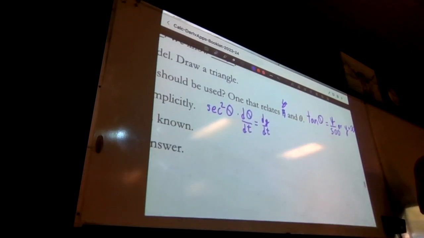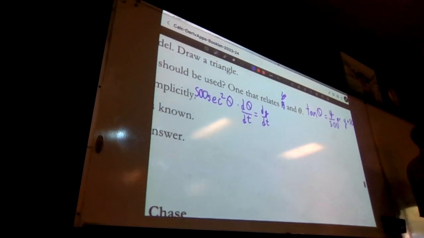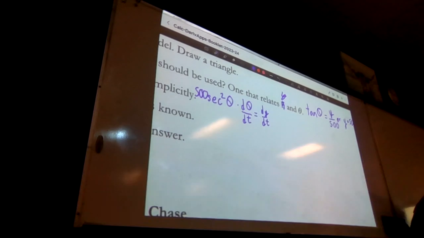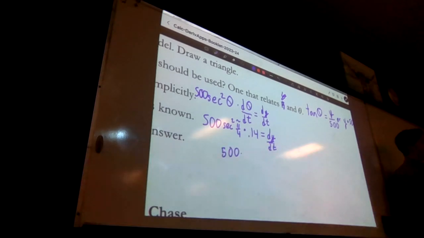So now we can start, and this is 500 right here. Almost forgot about the 500. Now all I need to do is the easy part. This is the substitution. 500 secant squared of pi over 4 times my radians, 0.14, is equal to dy over dt. And if you input this in, you're going to get 500, I believe, times, what is it going to be? Is that going to be 4?